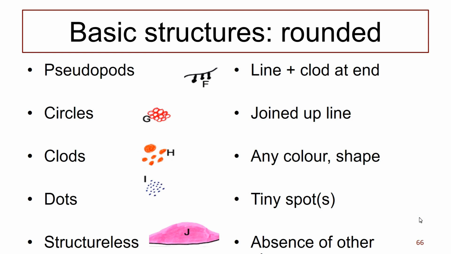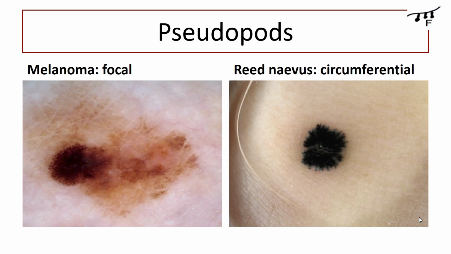So the pseudopod has reminded me to say that we've not only got line structures, but we've also got rounded structures, and rounded structures can be pseudopods, a line with a clod on the end, circles again, which are really joined up lines, and clods, which can be any colour and any shape. If you think of a clod of earth, it really means it has a shape, though. So if you can't describe the shape, we'd call it structureless. If you can describe the shape, we'd call it a clod. And if it's too small to describe the shape, it's a dot. And dots and clods join together in many instances.